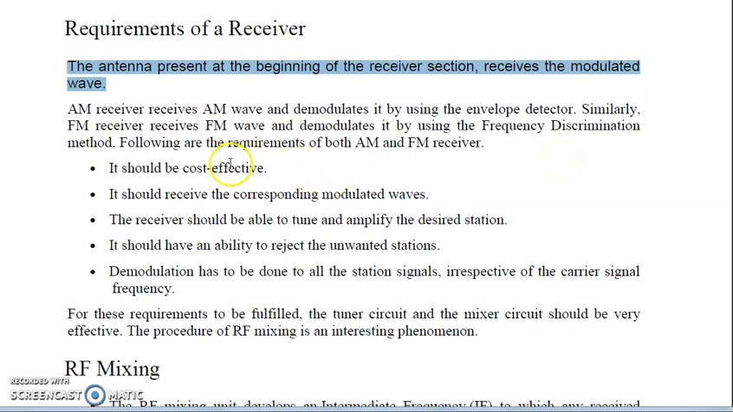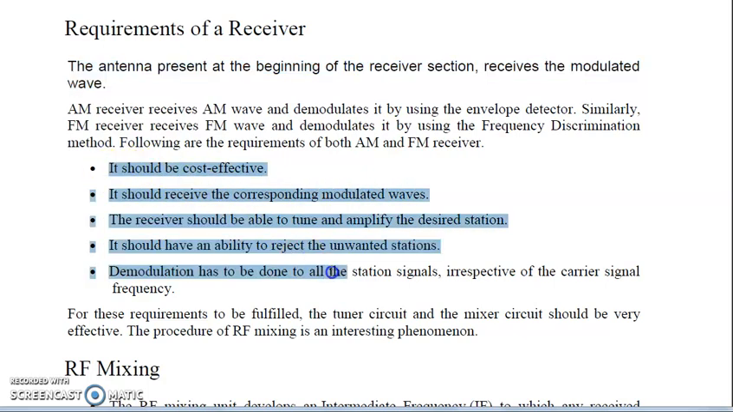Okay. Now, what are the basic requirements for both types of receiver? The first is it should be cost effective. As we know, the receiver is actually with the common man. What are the receivers? The radio set, the mobile phones, it may be a computer, it may be a laptop, the television set, all these are receiver sets. So, a common man can use this receiver. That's why it should be cost effective.